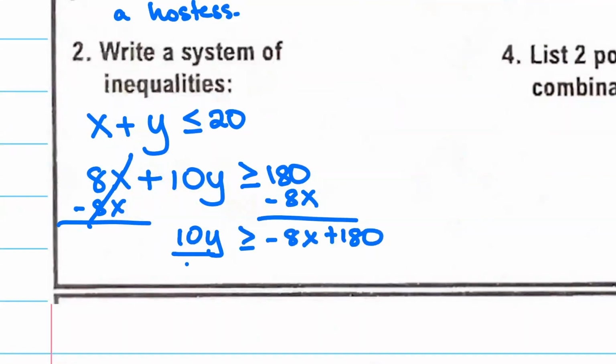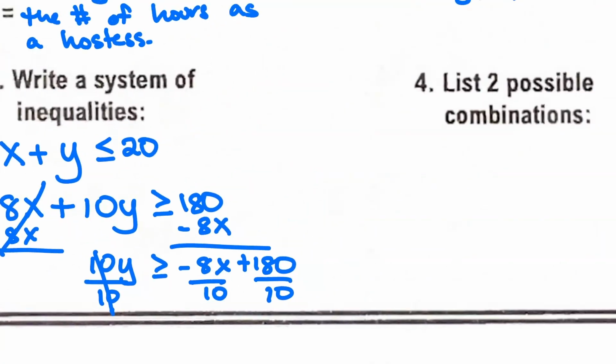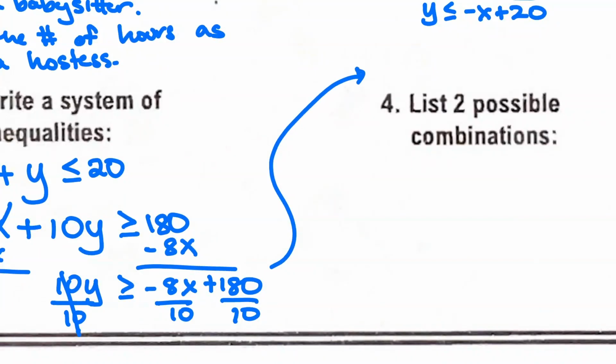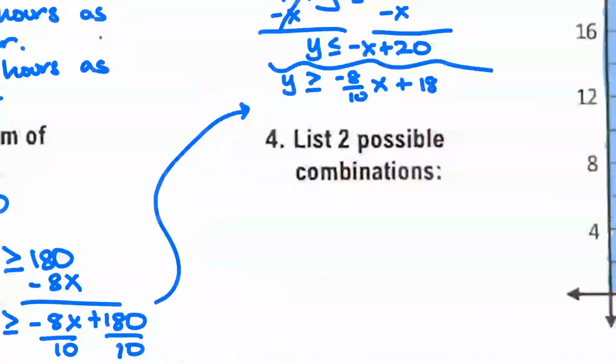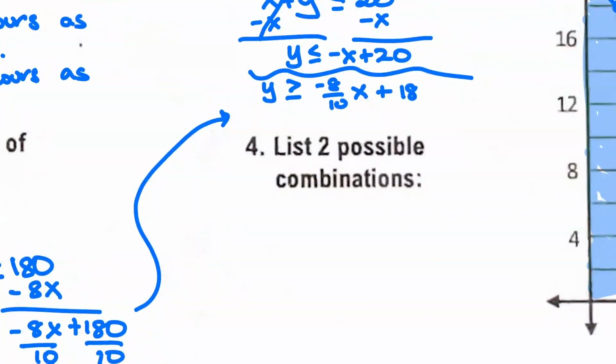And I'm going to divide both sides by 10. When I do this, I'm going to write the final one down here. I get y is greater than or equal to negative 8 over 10x plus 18. Now, I said I was going to leave it like that, but actually I'm not. That fraction does simplify, so let me write that fraction simplified. y is greater than or equal to negative 4 over 5x plus 18.